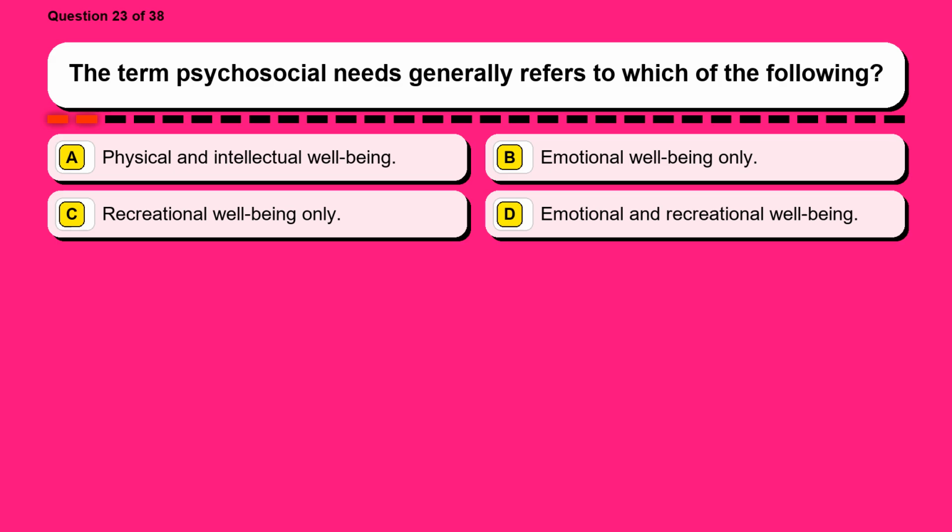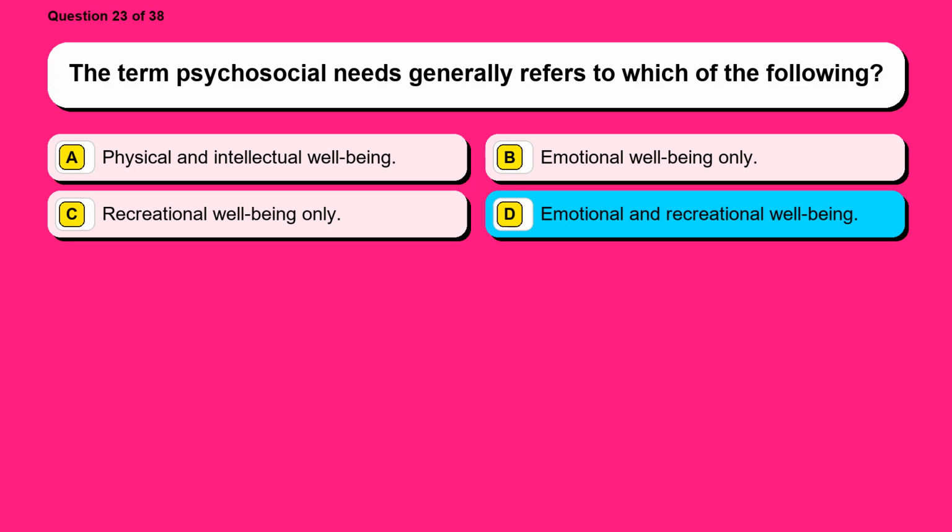Question 23. The term psychosocial needs generally refers to which of the following? Option A. Of physical and intellectual well-being. Option B. Emotional well-being only. Option C. Recreational well-being only. Option D. Emotional and recreational well-being.